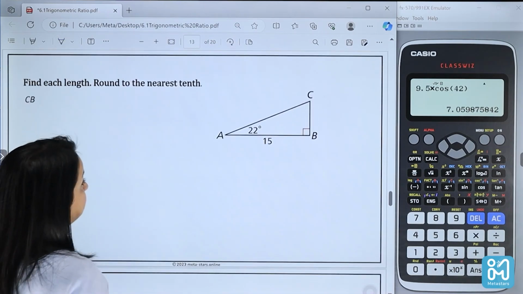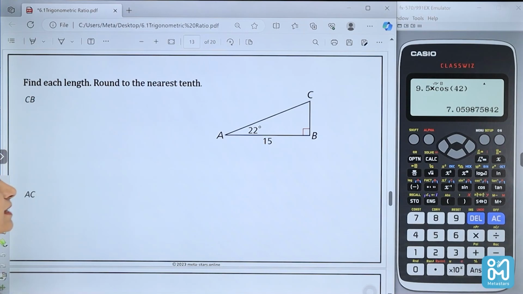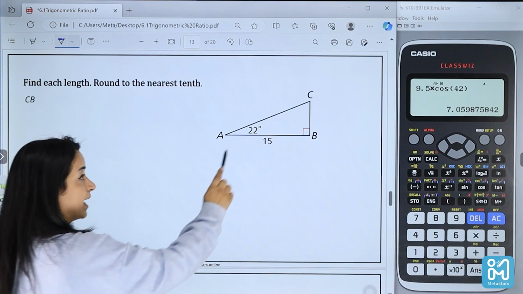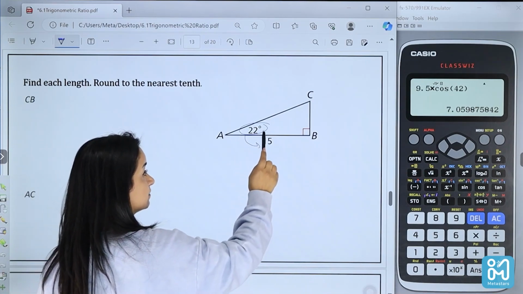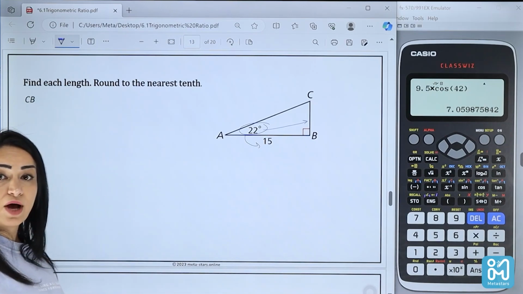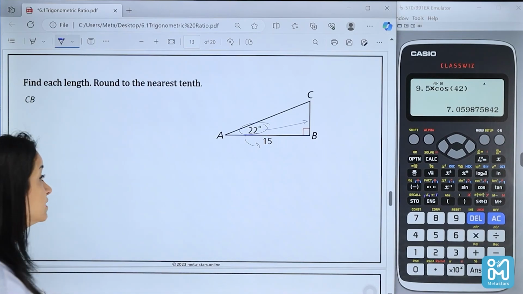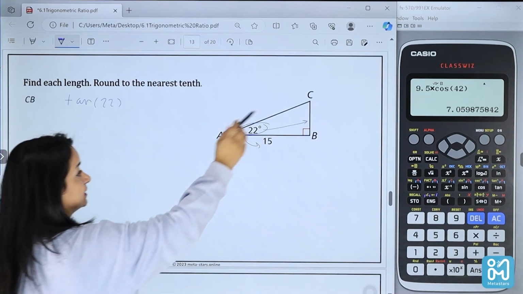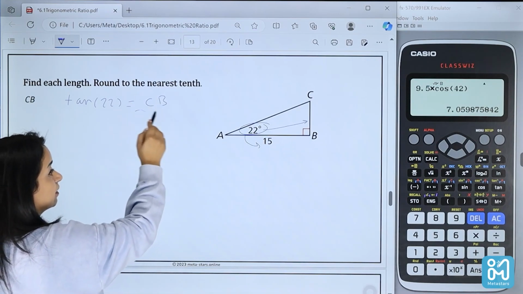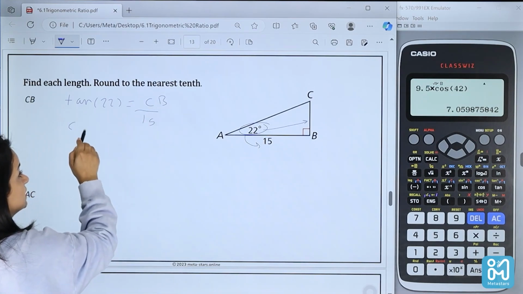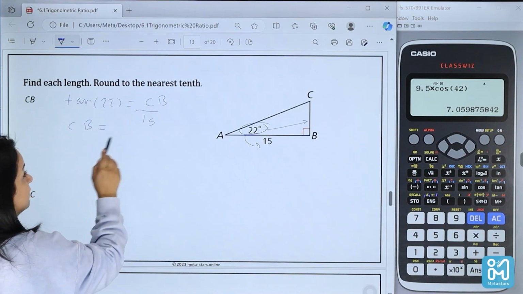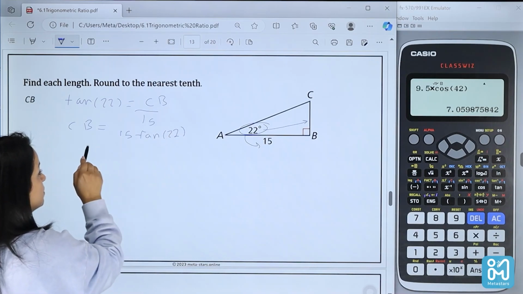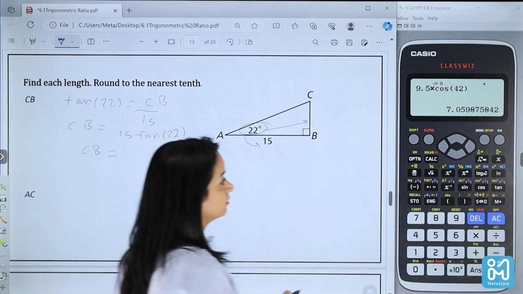Okay, now I need to find CB and AC. So let's start with finding CB. So angle, adjacent, I need to find the opposite. So which relation? Here we're going to use tan. Tan 22 is equal to CB over 15. So CB is equal to 15 times tan 22.